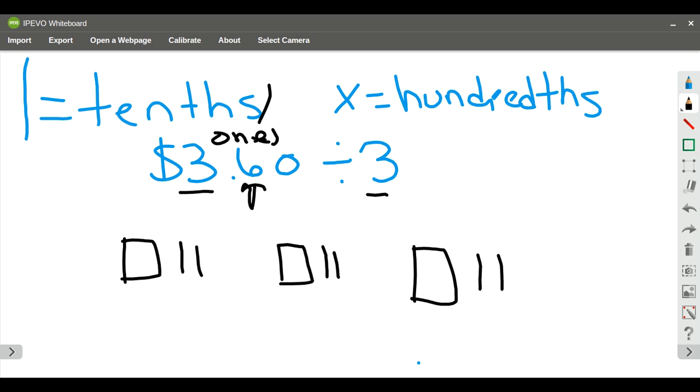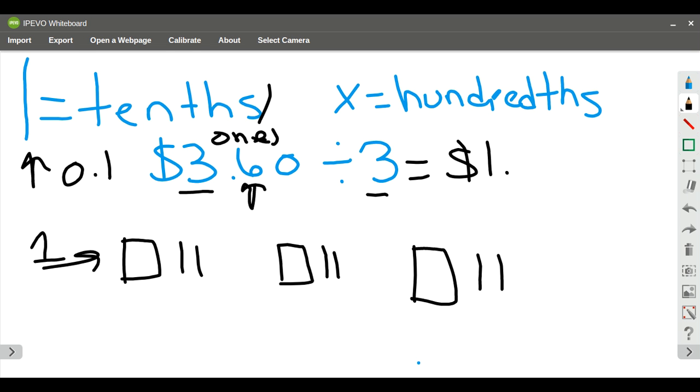So if this right here represents a whole and these right here represent 0.1, $3.60 divided by 3 is going to be equal to $1.20. So again, when I model this, I don't need to actually use the place value model blocks. I can draw a quick representation of it to show how I break this apart. So each one of these is worth 1. This is worth a tenth. So I have a whole and 2 tenths in each group. So that's what my answer is going to be.